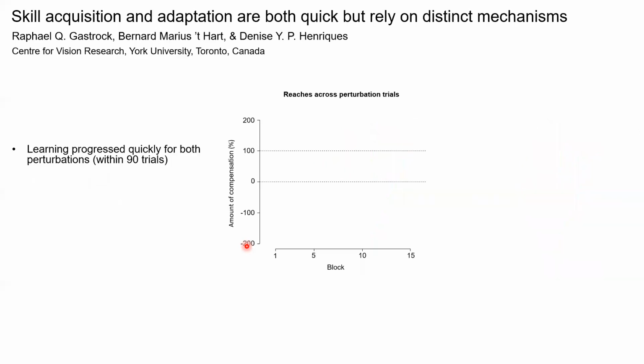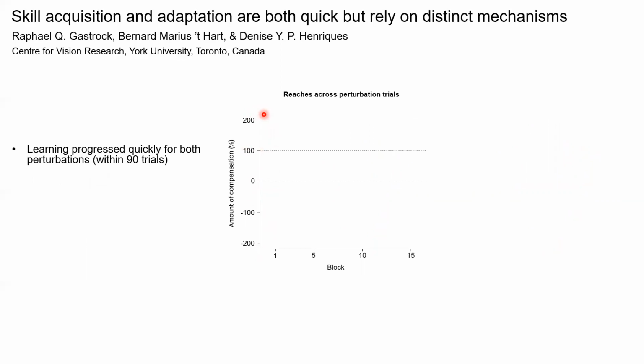We then assessed learning where we measured the percentage of compensation. Here, 100% would be perfect compensation of the perturbation, 0% would be no compensation, and negative values would be compensating in the wrong direction, while anything above 100% would be overcompensating in the correct direction, but it was still an overcompensation.